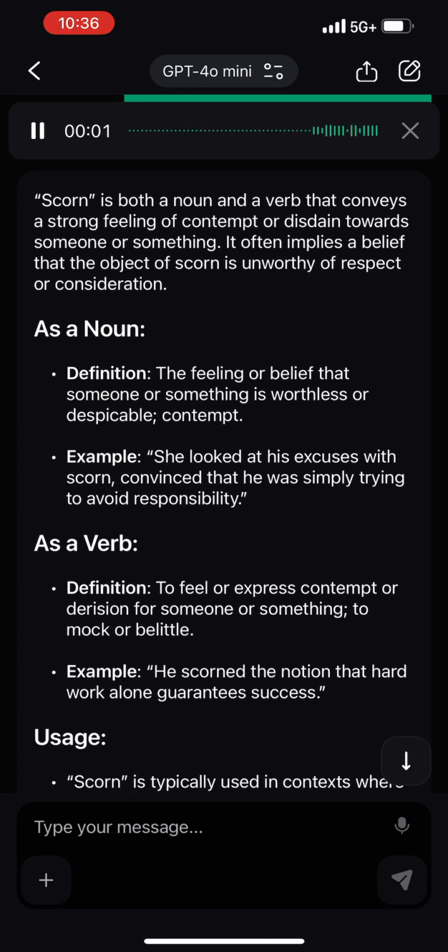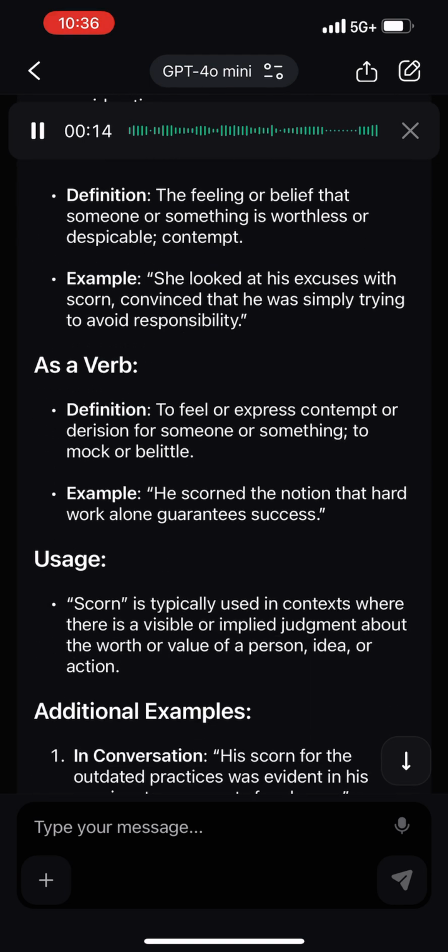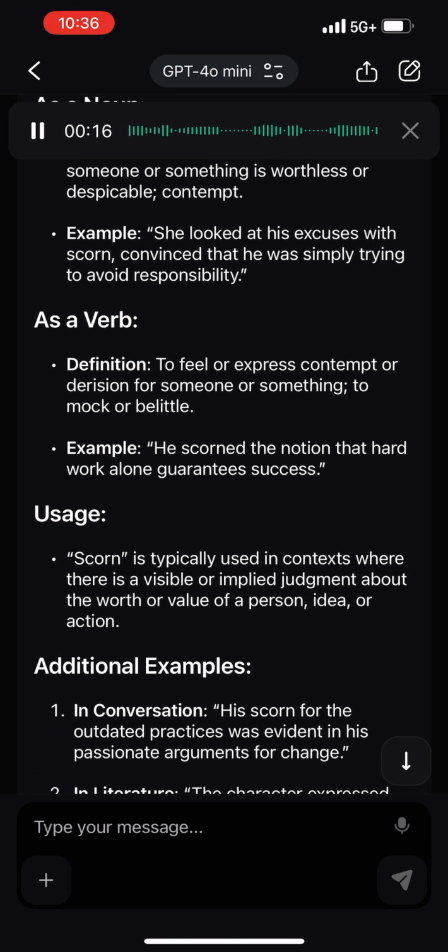Scorn is both a noun and a verb that conveys a strong feeling of contempt or disdain towards someone or something. It often implies a belief that the object of scorn is unworthy of respect or consideration. As a noun. Definition, the feeling or belief that someone or something is worthless or despicable, contempt. Example: she looked at his excuses with scorn, convinced that he was simply trying to avoid responsibility.